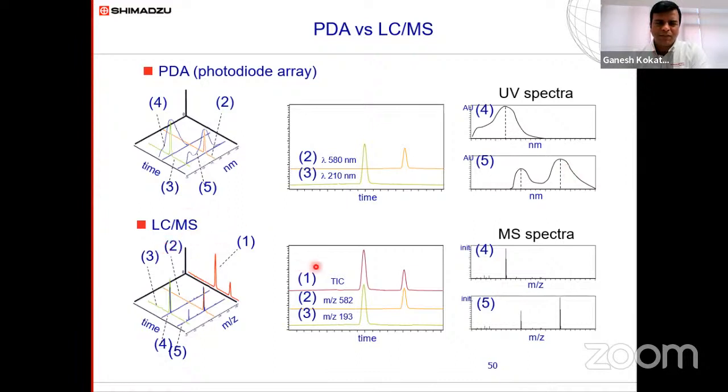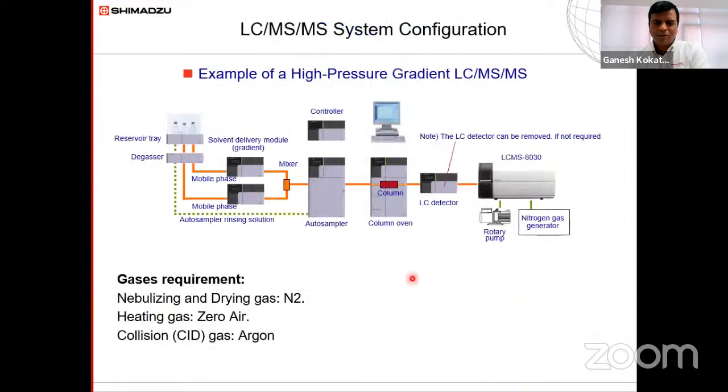And if LCMS comes in the picture, you will get the idea of the two different compounds as well as the masses of those two different compounds. So it is an added advantage if you have PDA plus LCMS, basically in the research lab or the lab where we are just focusing on unknown samples. That will help you a lot. So what is the configuration of MS?